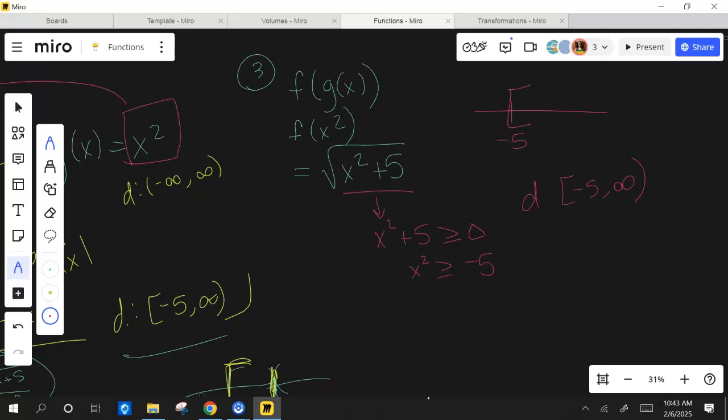All right, listen. I've got my original combined domain, which is from -5 to infinity. Yes? Everybody sees that. Everybody can understand where that comes from. Yes?